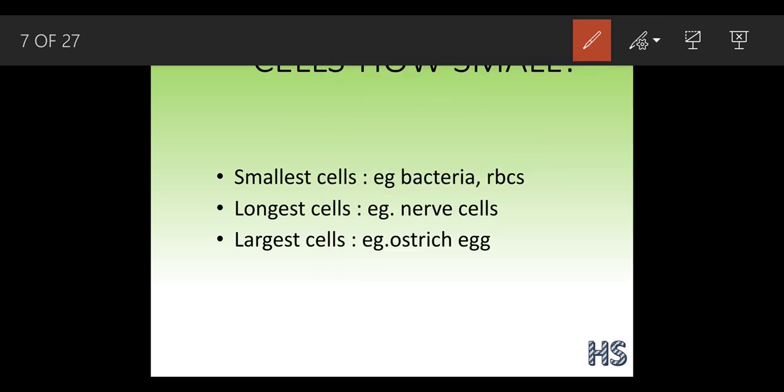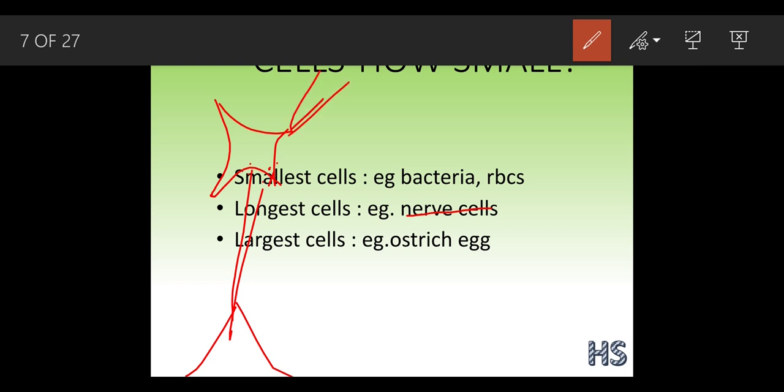Now we have seen the nerve cell. It is the longest. This is a nerve cell. You have seen this diagram in your 8th standard. As of now, we are just understanding why these nerve cells are longest: so that they can carry the message fast from the impulse to the brain.